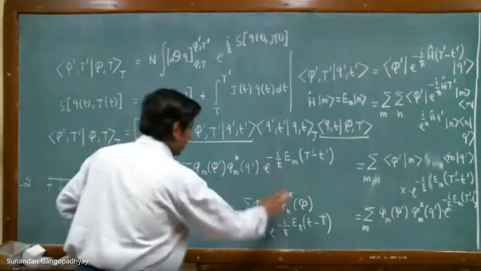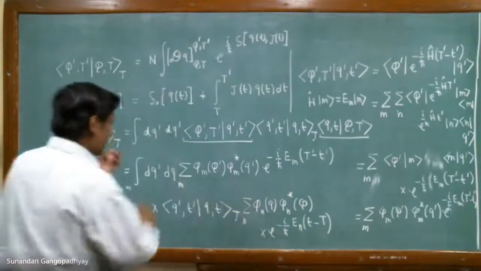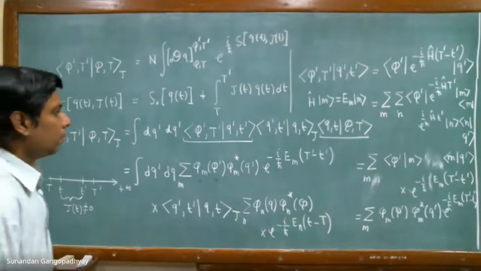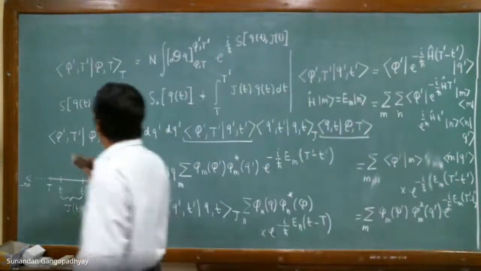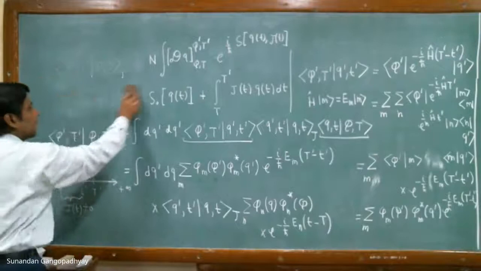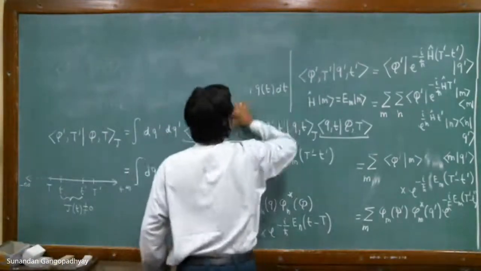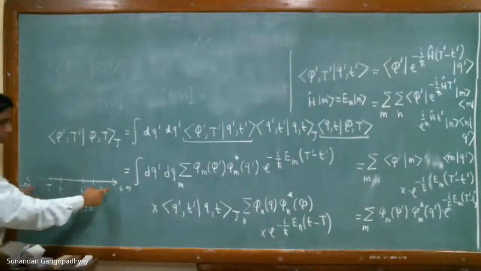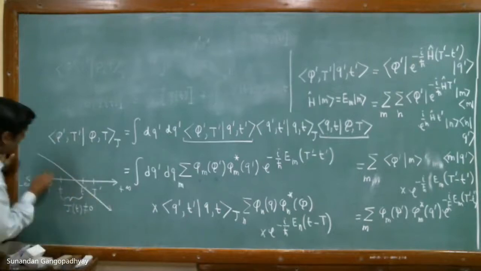You can write it in a simpler form by taking the summations outside and write it in a nice form. You can do it, but we shall not do it at this moment. What we shall now do is, you see, you have this time axis, and what we shall do is we shall rotate this time axis in this way.